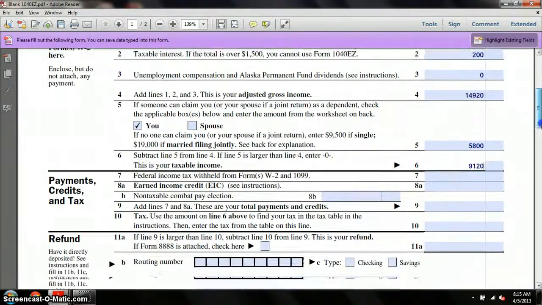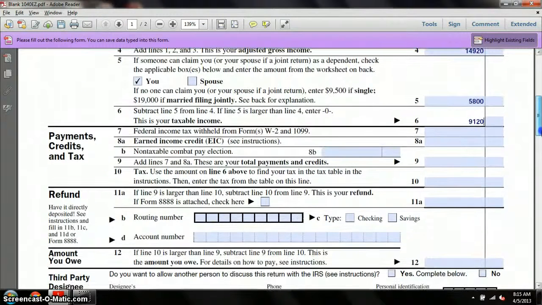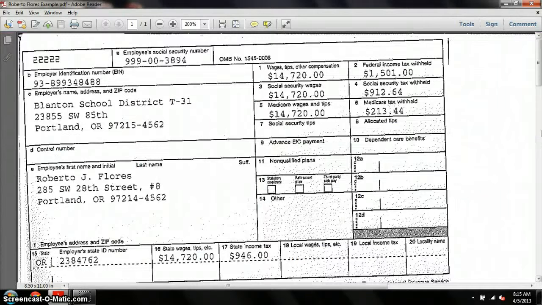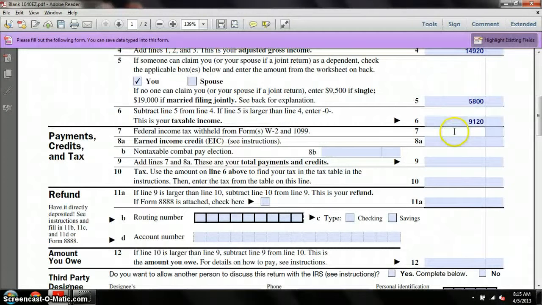All right, line 7, federal income tax withheld from form W-2. So once again, we have to go to our W-2 form. Right here, our second box says federal income tax withheld, $1,501. So we come over here, $1,501 is what we enter in line 7. For the purposes of this class, 8A and B, we're not going to really worry about. So you can write 0 in there if you want. That would be fine.